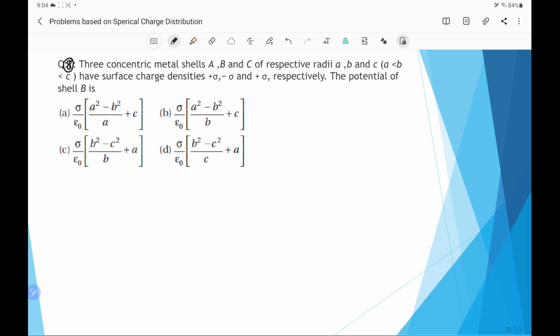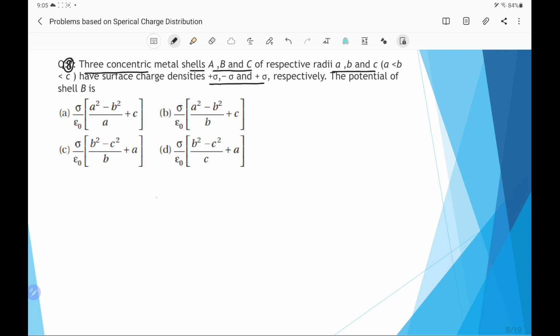Next question is: three concentric metal shells A, B, C. Shells means hollow spheres and concentric means having the same center. Radii are a, b, c, where a is less than b is less than c, and they have surface charge density plus sigma, minus sigma and plus sigma respectively. The potential of shell B is?